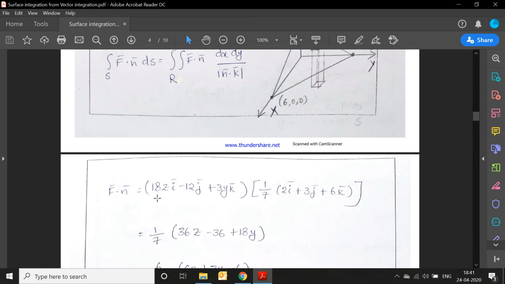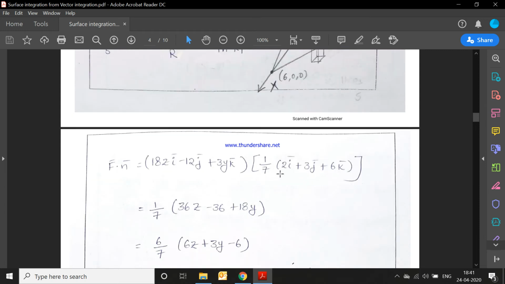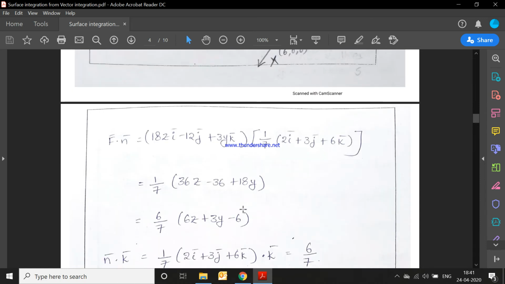First, f bar dot n bar equals 18z i bar minus 12j bar plus 3y k bar dotted with n bar, which is 1 by 7 into 2i bar plus 3j bar plus 6k bar, and 1 by 7 is a constant. Multiply: i bar dot i bar is 1, and 2 into 18z is 36z; minus 12 into 3 is minus 36, j bar dot j bar is 1; 3y into 6 is 18y, k bar dot k bar is 1. Now from these three terms, 6 is common, so 6 by 7 into 6z plus 3y minus 6.